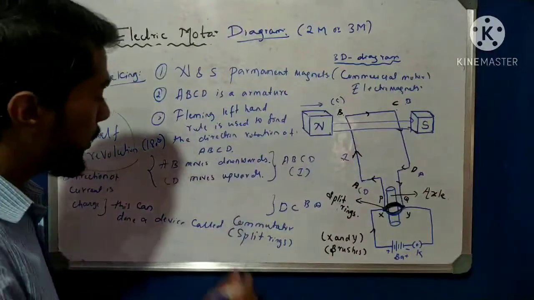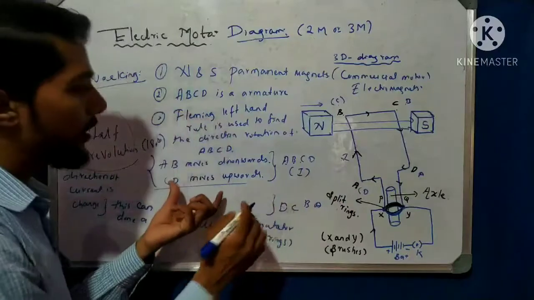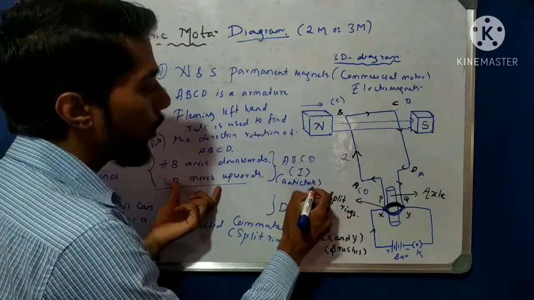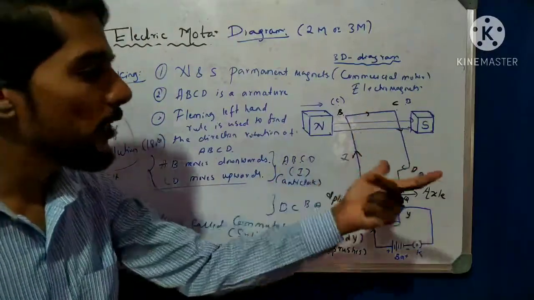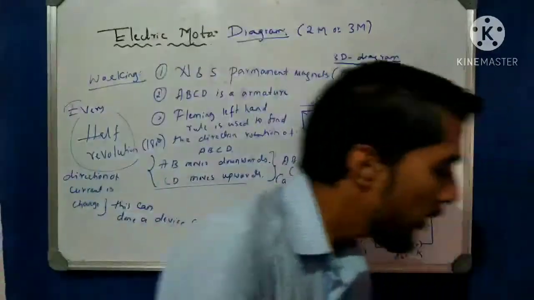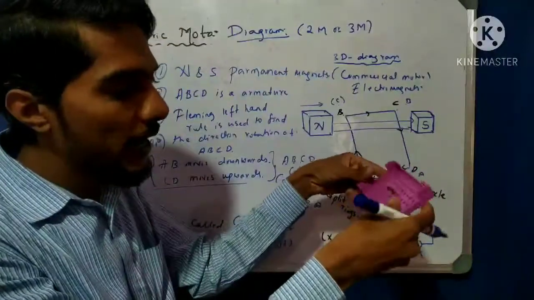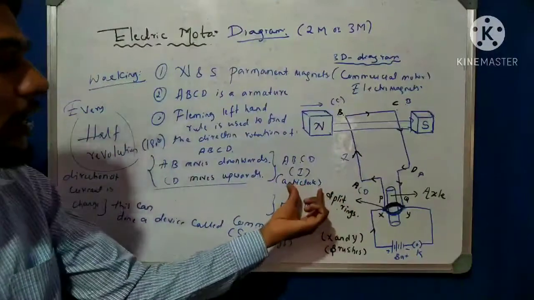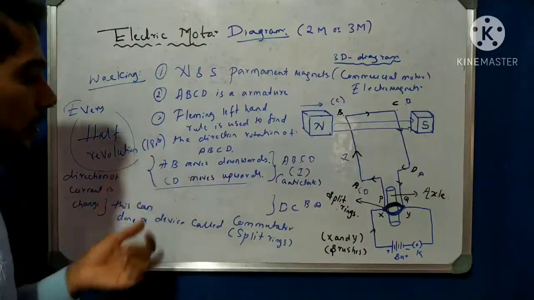So what happened? When the current flows from A, B, C, D, the rotation is in the anti-clockwise direction. Observe the diagram: AB moves downward and CD moves upward, so the rotation is anti-clockwise. Every half rotation of the anti-clockwise motion, we observe that the current is changed. Half rotation means 180 degrees.